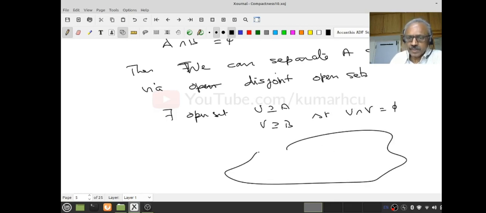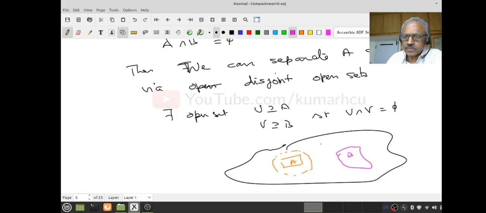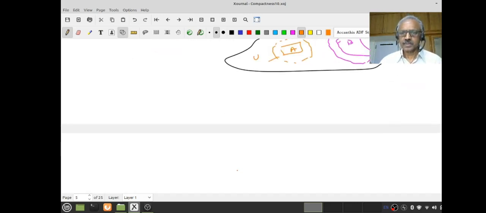Again, keep the picture in mind. This is my A and this is my B, and this is compact Hausdorff. Then what do I want to say? There is an open set U and there is an open set V. This is V and this is U, so that U intersection V is empty. So A and B are separated. Okay, the proof is again easy. It's just the earlier argument.